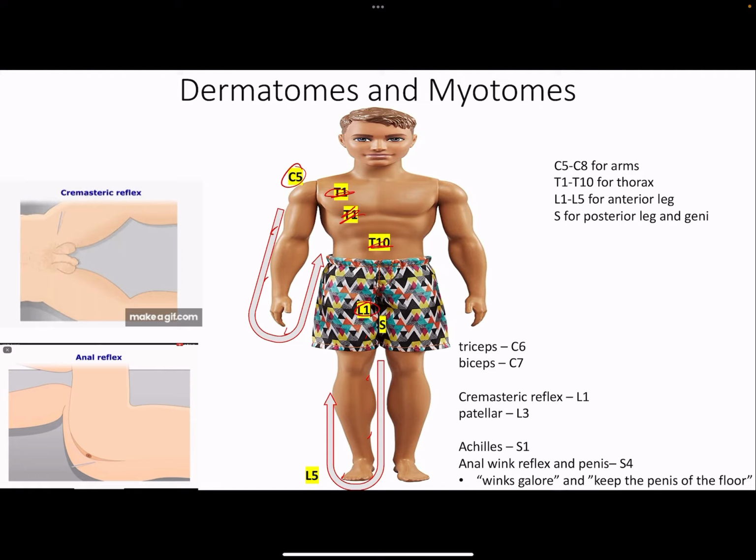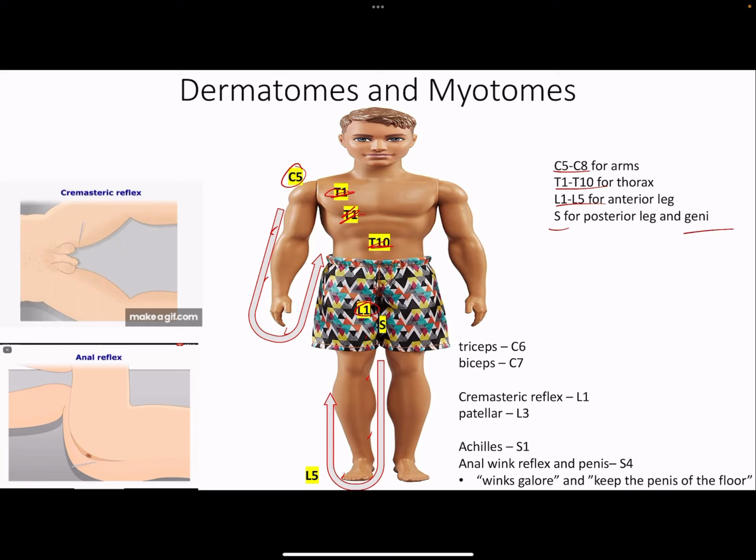And it's going to move up until it's going to supply the bathing suit region, the genitals, and the perianal region and whatnot. So a couple landmarks, C5 to C8 for the arms, T1 to T10 for the thorax, L1 to L5 for the anterior leg, and then S for the posterior leg and the genitals.